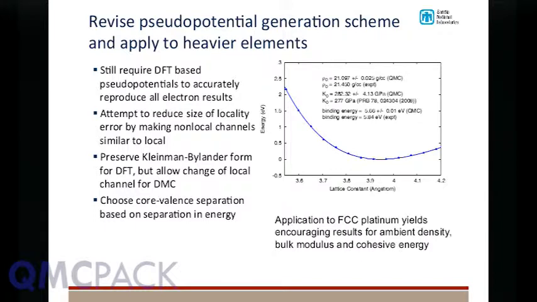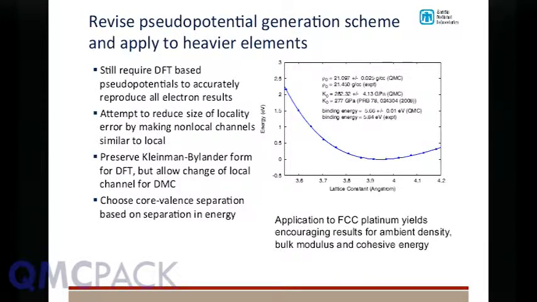So the first thing that I attempted was to still require that the pseudopotentials within DFT were good pseudopotentials. So if I compare to all electron, I get the same results. The thing that I worked pretty hard on is attempting to reduce the locality error in the potentials. So basically, if you stare at it long enough and you work hard, you can make the non-local channels look very similar to the local channels, and that'll reduce the locality error that you have.